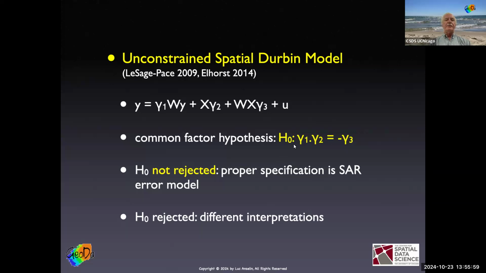So if the common factor hypothesis is rejected, then we're free to interpret this any way we want. But if it's not rejected, in other words, if we can't find any evidence that this constraint doesn't hold, then the real model is an error model and not this complicated form. And again, the main implication of that is in the interpretation. The unconstrained spatial Durbin model will have a fairly complex interpretation in terms of impacts and spatial spillovers, direct and indirect effects, as we'll see in a few minutes. The spatial error model has none of that. There's no spillovers. It's all in the error term, it washes out.